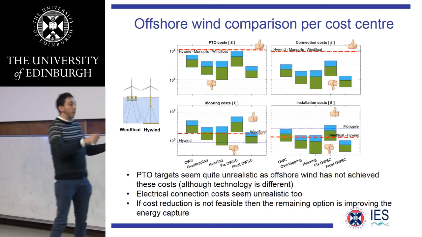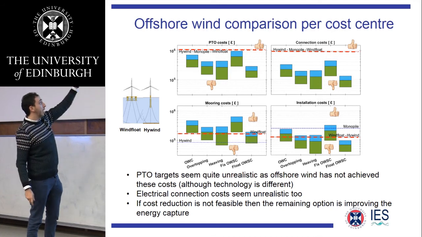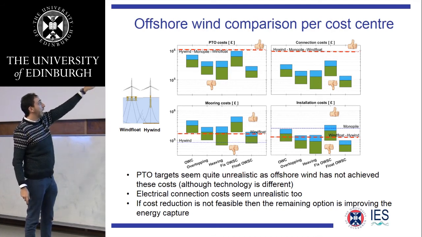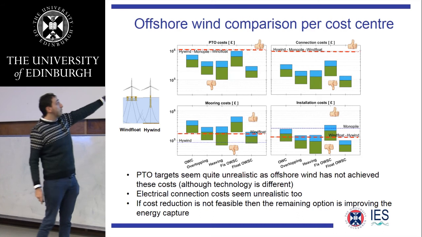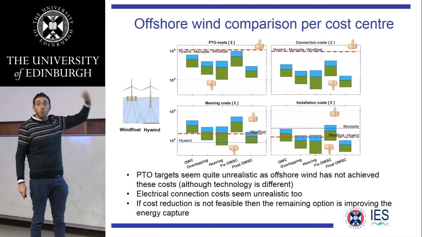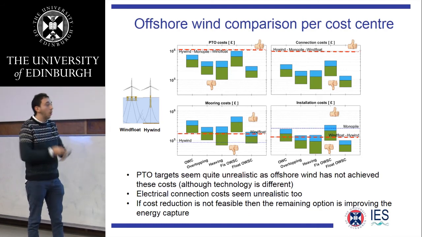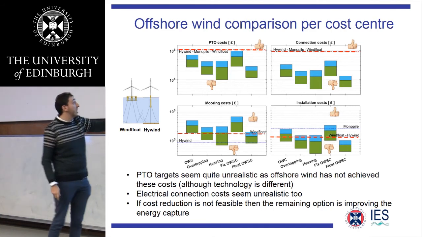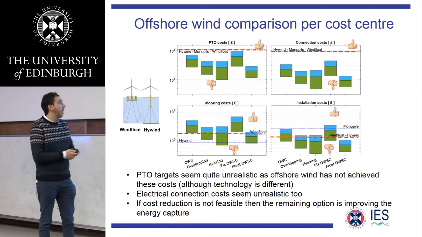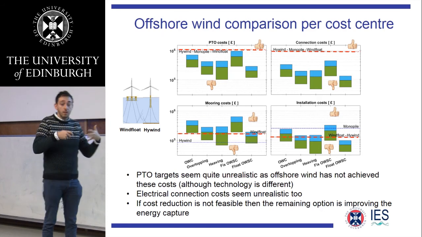So if we split that question per cost center, we can have, for instance, the PTO cost, all of them. So we have compared on the red line, Hywind and WindFloat. They are two leading floating solutions. So for instance, for the PTO cost, all of them are lower than what WindFloat and Hywind have achieved. So that means that, yeah, it might be tricky, or the research efforts need to be focused there. On the other side, we have, for instance, mooring cost and installation cost. They are around the same order of magnitude as floating offshore wind. They are a bit larger than fixed offshore wind.